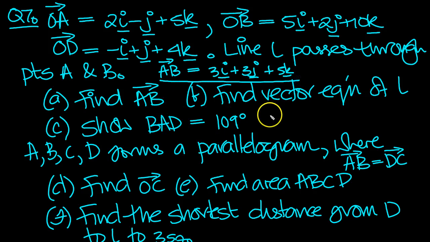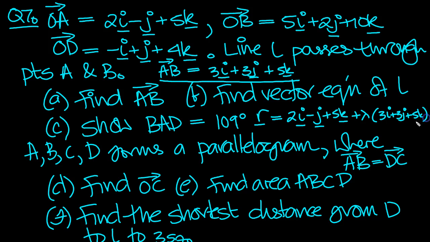Find the vector equation of L. So I'll put that here. r is equal to... L is the line passing through A and B, so we'll start off at A: 2i minus j plus 5k. So there's A plus lambda, a scalar multiple of AB: 3i plus 3j plus 5k. So that's that one.